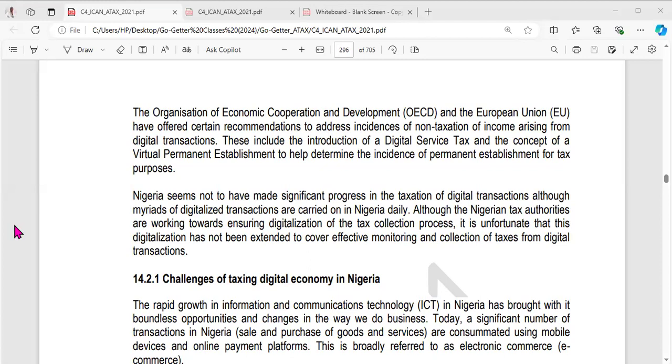Nigeria seems not to have made significant progress in the taxation of digital transactions. Yes, we are not making progress in the digital transactions, although myriads of digital transactions are carried on daily in Nigeria. What are some of these digital transactions carried daily in Nigeria? We have Zoom. For example, just yesterday, September 1, 2024, I renewed my Zoom license for 1 year. It will last from September 2024 down to August 2025. It's a digital transaction.